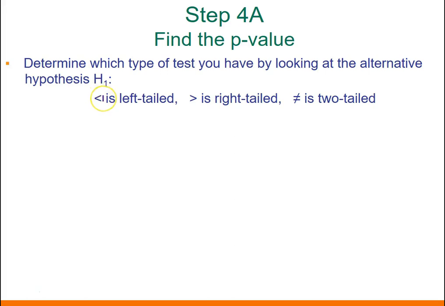If it's a less than, so if it points to the left, then it's a left-tailed test. If it's a greater than, which points to the right, then it's a right-tailed test. If it's a not equal to, then it's a two-tailed test. So this is really pretty easy. You can just look at which way your inequality is pointing to tell you which tail you've got. Or if it's a not equal to, then it's two-tailed.